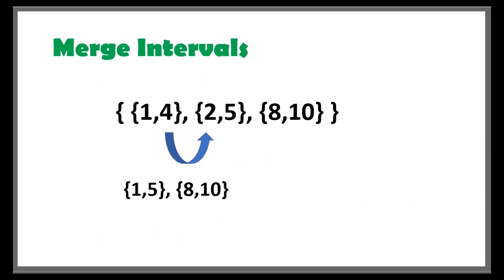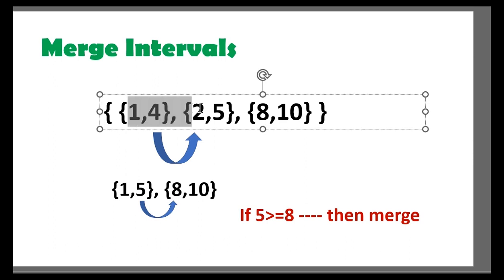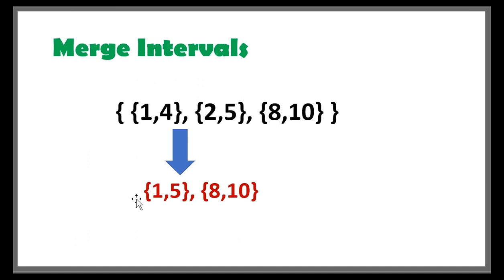Now for this we need to check if 5 is greater than or equal to 8 or not. So this condition is false. 5 is not greater than 8, so we cannot merge these intervals as they are not overlapping. In the earlier case we can see that they are overlapping. 4 is greater than 2, which means the intervals are overlapping, and only then were we able to merge them. So this will be our answer, which means 1 to 5 and 8 to 10. So people, let's move forward to the code part.